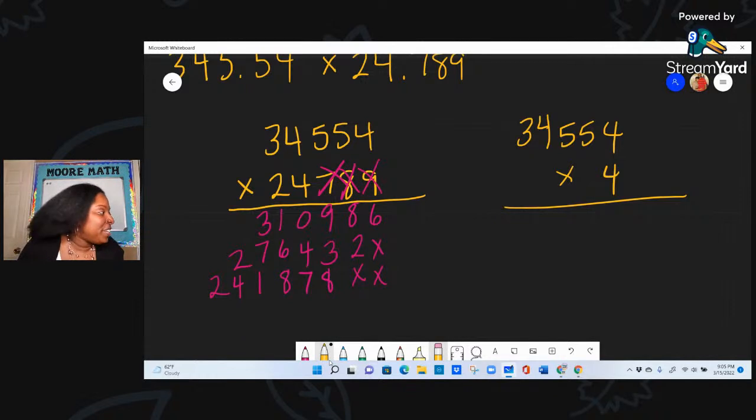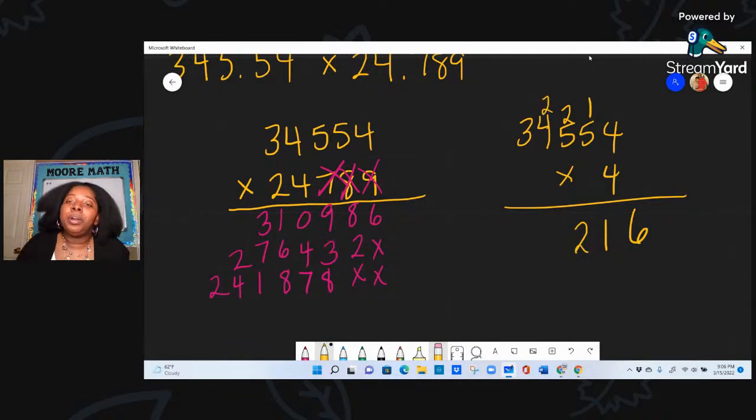All right. 4 times 4 is 16. 5 times 4 plus 1 is 21. 5 times 4 plus 2 is 22. 4 times 4 is 16 plus 2 is 18. And 3 times 4 is 12 plus 1 is 13.